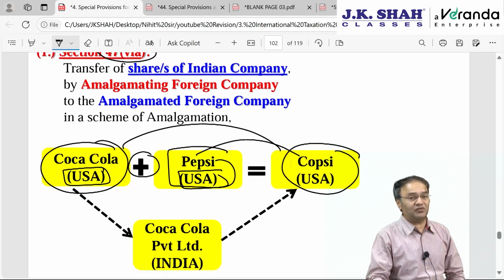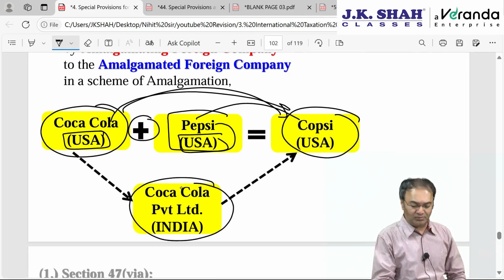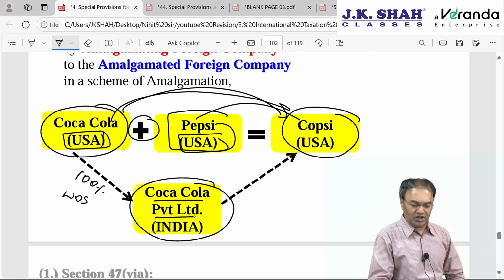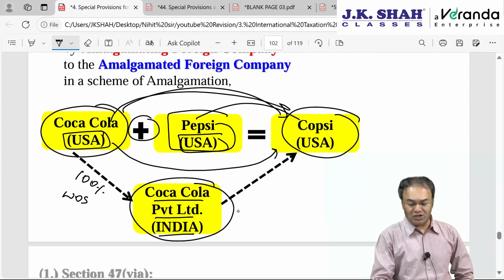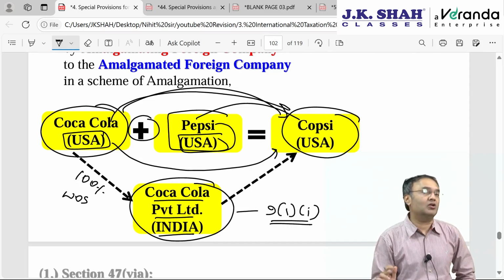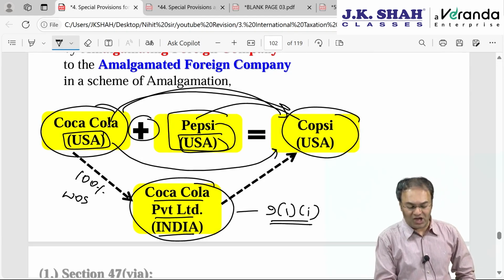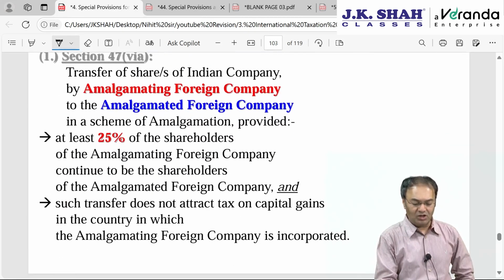But in this transfer, if what is getting transferred by Coca-Cola to Copsi is shares of Indian company, Coca-Cola has a 100% wholly owned subsidiary in India, WOS, called Coca-Cola India Private Limited. Shares of this company got transferred from Coca-Cola USA to Copsi USA. Shares of Indian company get transferred, then section 9(1)(i) will get triggered, and accordingly Indian government will have a right to charge tax. But if some conditions are fulfilled, then we will not charge tax to this transferor company, Coca-Cola USA. Which condition? Two conditions.